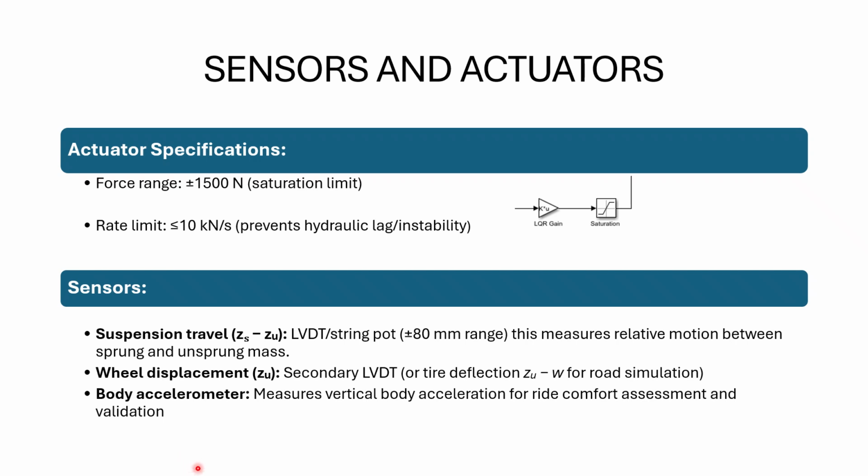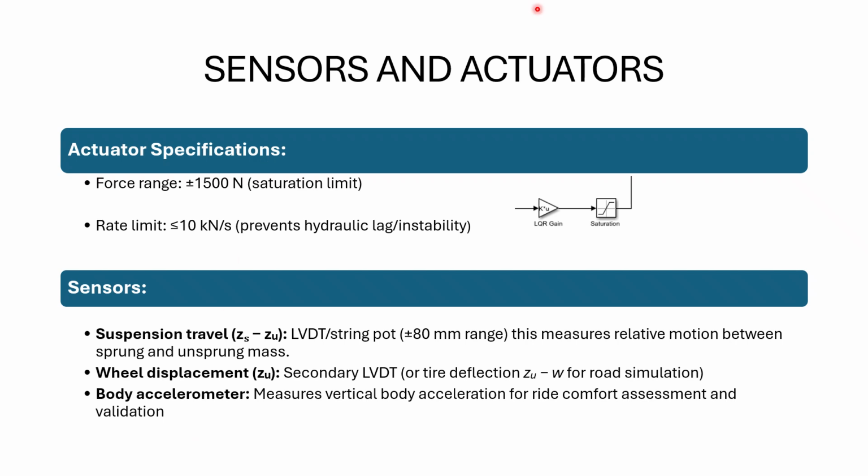For actuation, we have a force range of plus or minus 1500 newtons, which is our saturation limit, and this ensures the actuator operates safely within its design capability. We also impose a rate limit of 10 kilonewtons per second to prevent hydraulic lag for stability.